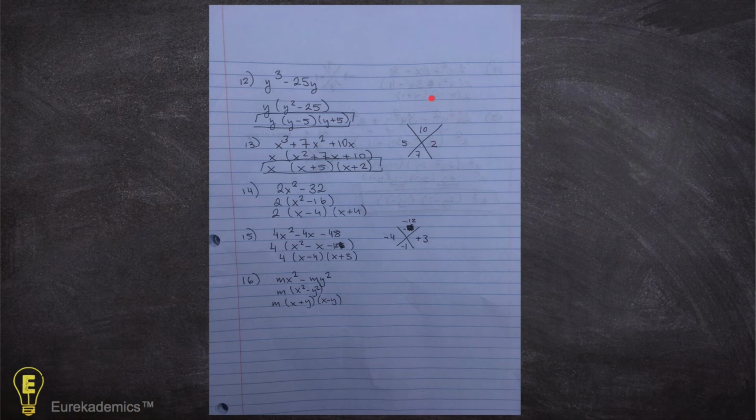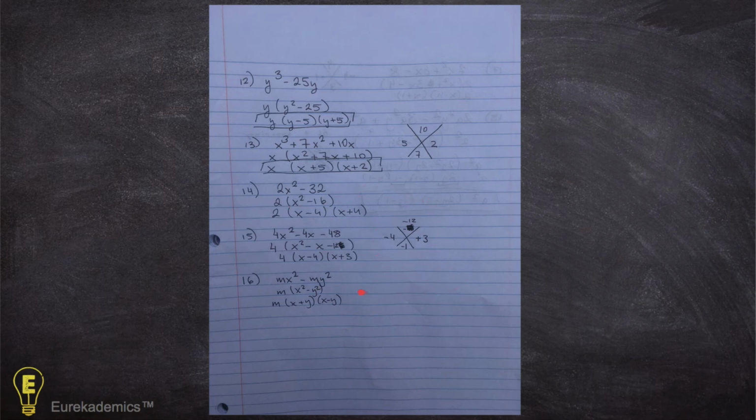What two numbers multiply to, well, after you factor out an x? What two numbers multiply to 10 and add to 7? Those are 5 and 2. Number 14, factor out a 2. See what's left? That happens to be a difference of squares, so factor it accordingly.